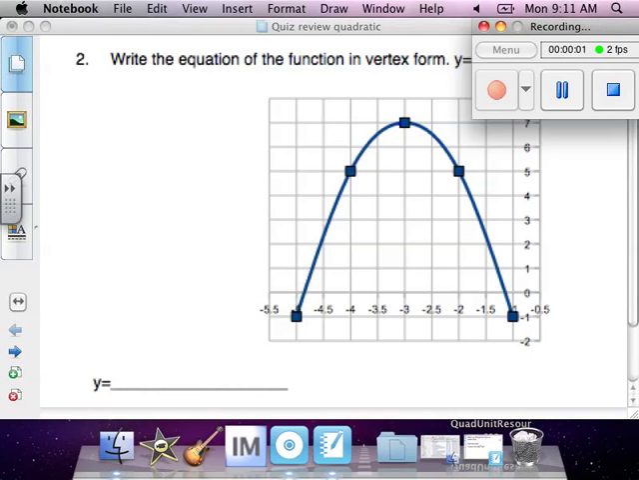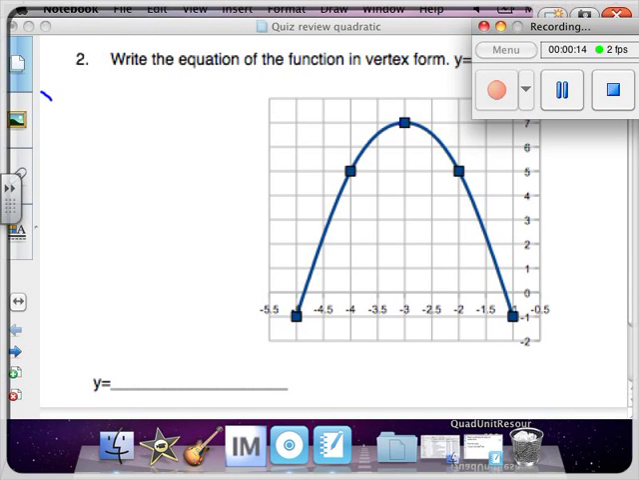All right, ladies and gentlemen, we're looking at number 2 from your quiz review. We've got a whole graph here of problems. If we're looking at this graph, can somebody please raise their hand and tell me what the vertex is? Yes, Jeff? Somebody want to help Jeff out, Mitchell? It is 3, 7.